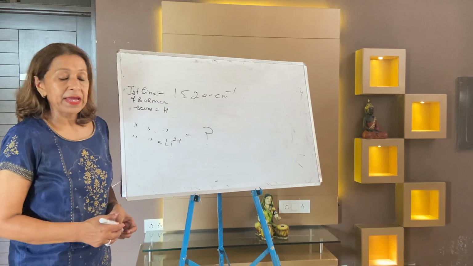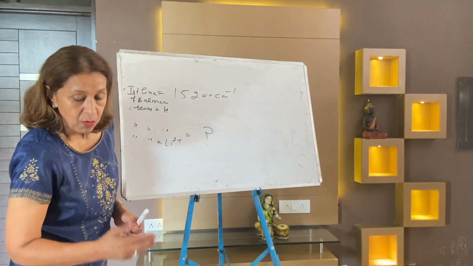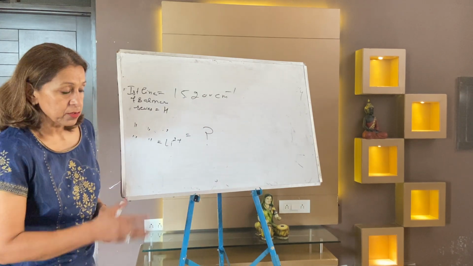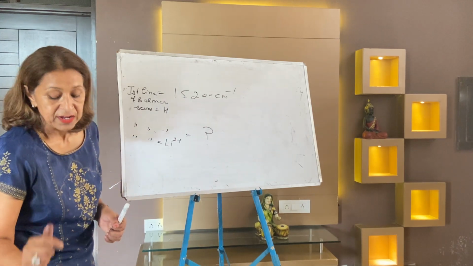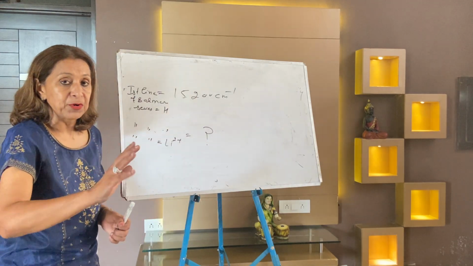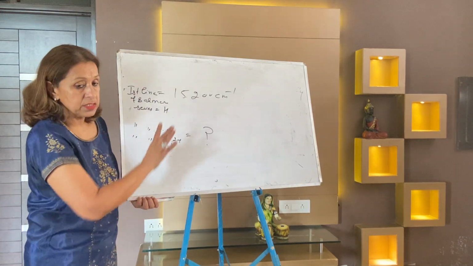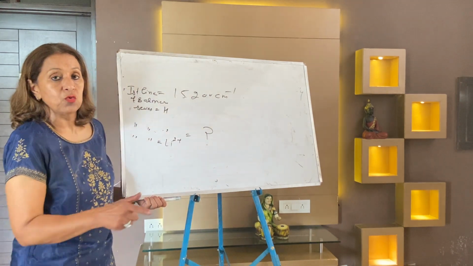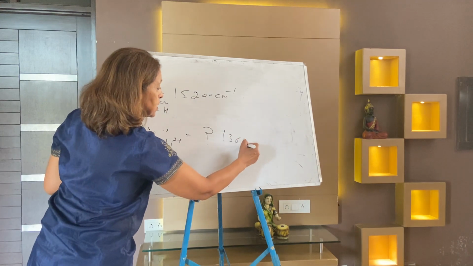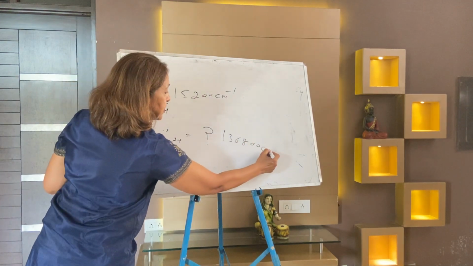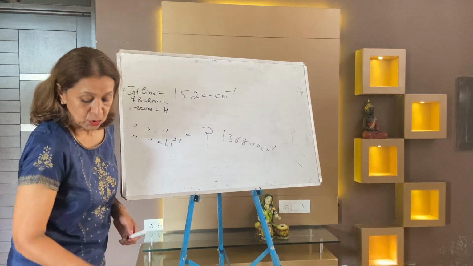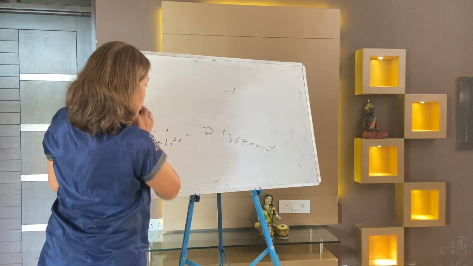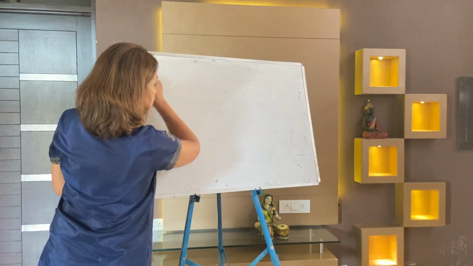Now the formula you can apply: wave number is equal to R into 1 upon N1 square minus 1 upon N2 square into Z square. So this is given, just Z square is different. Your answer will come only by putting in the Z square here. The rest is the same. Your answer is 136,800 per centimeter. In this way you can calculate the wave number of the lithium 2 plus spectrum.